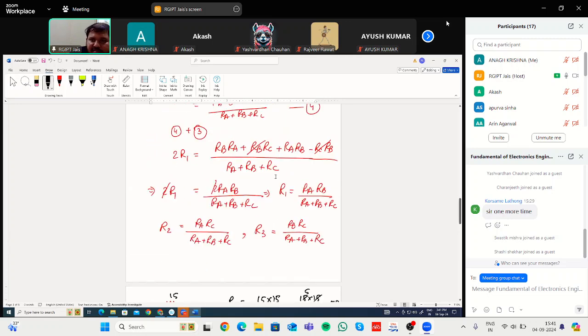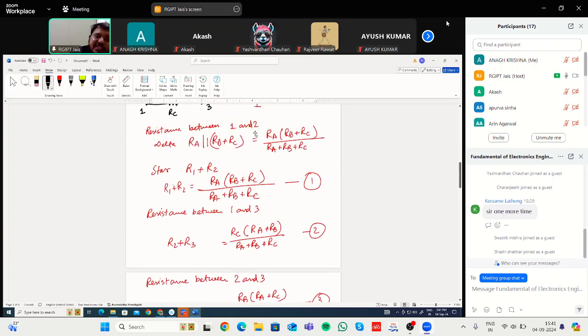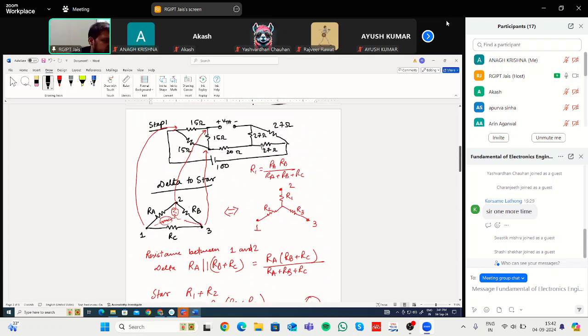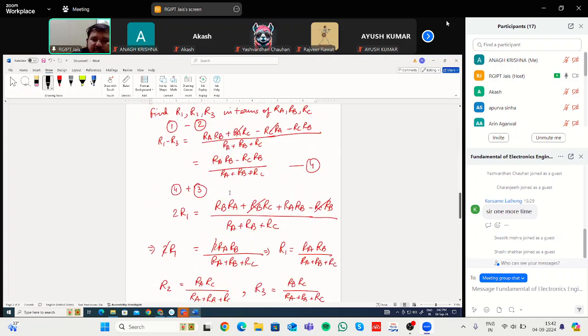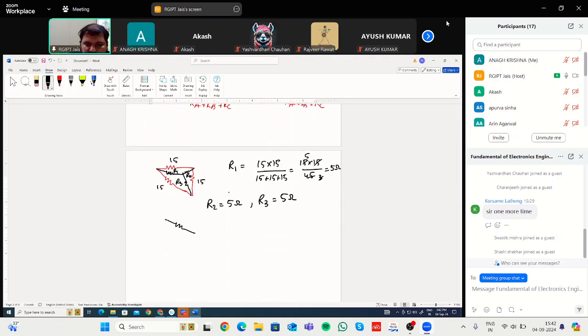On this part, everything is 27. Okay, this part is 27. So what are you getting? What is the delta configuration? Delta configuration looks like this. So it is 27, it is 27, it is 27. And inside this, you are trying to find, okay, this is R1, this is R2, this is R3.